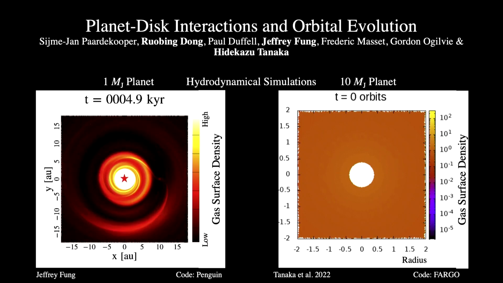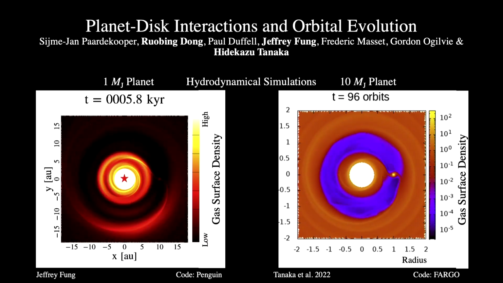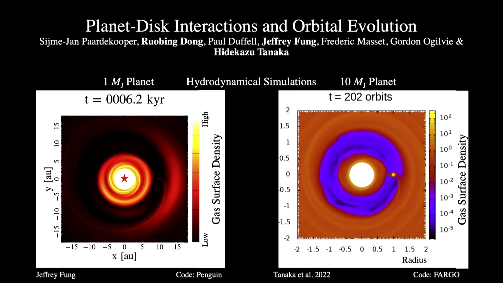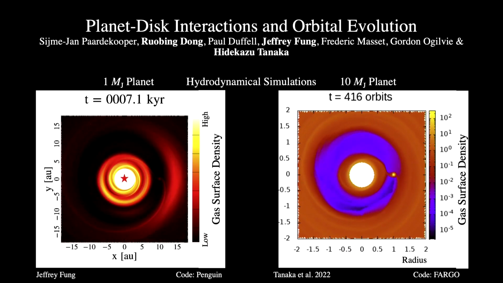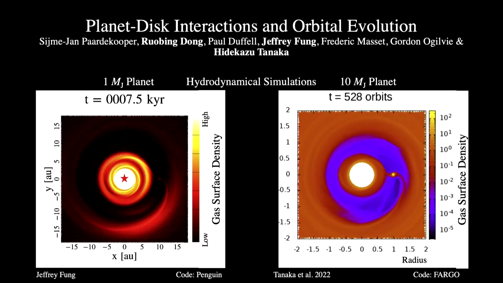They're not the only features, though. Sometimes you get additional features. In the example on the right, the planet mass is 10 times higher. It also opens a gap, but this time the outer gap edge becomes eccentric, and we have an eccentric gap precessing around the star. In both simulations, the planet is on a fixed orbit.